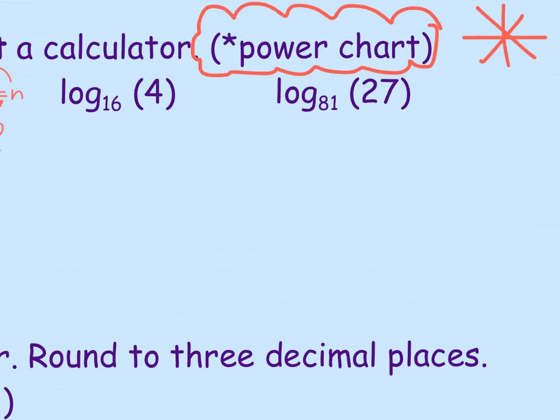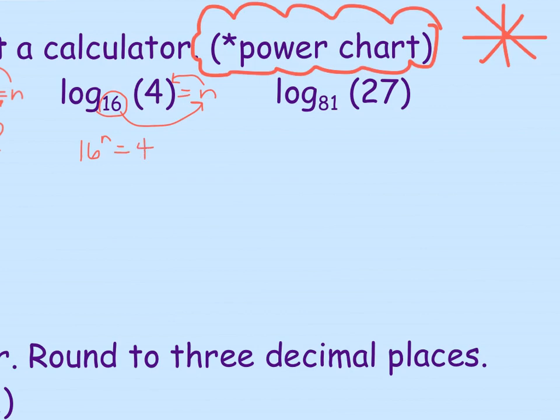Log base 16 of 4. So now notice our number that we're taking the log of is smaller than our base. If we set it equal to n, and we do that looping method, our base is 16. 16 to the n power equals 4.